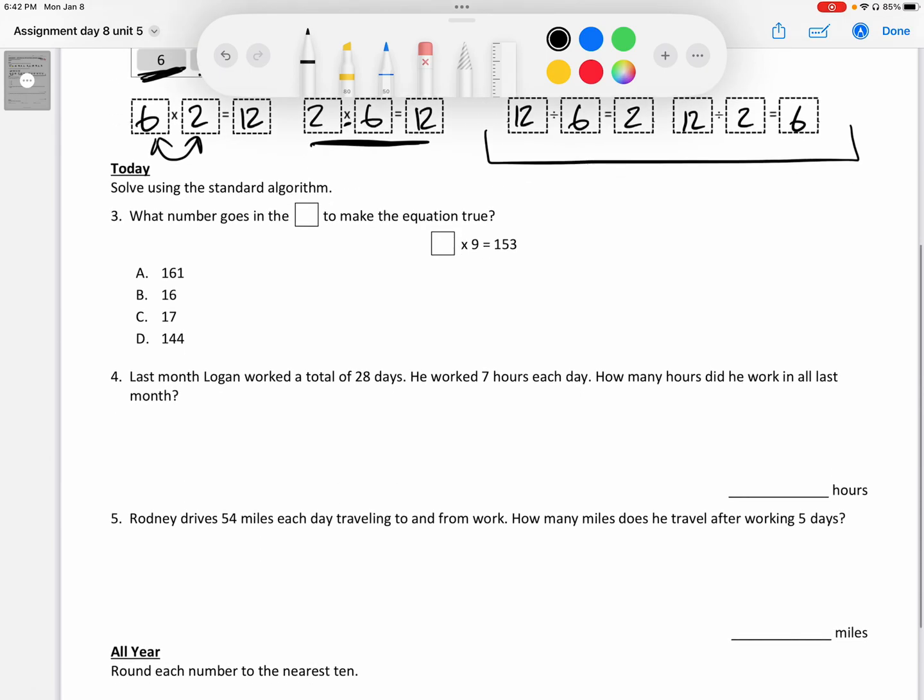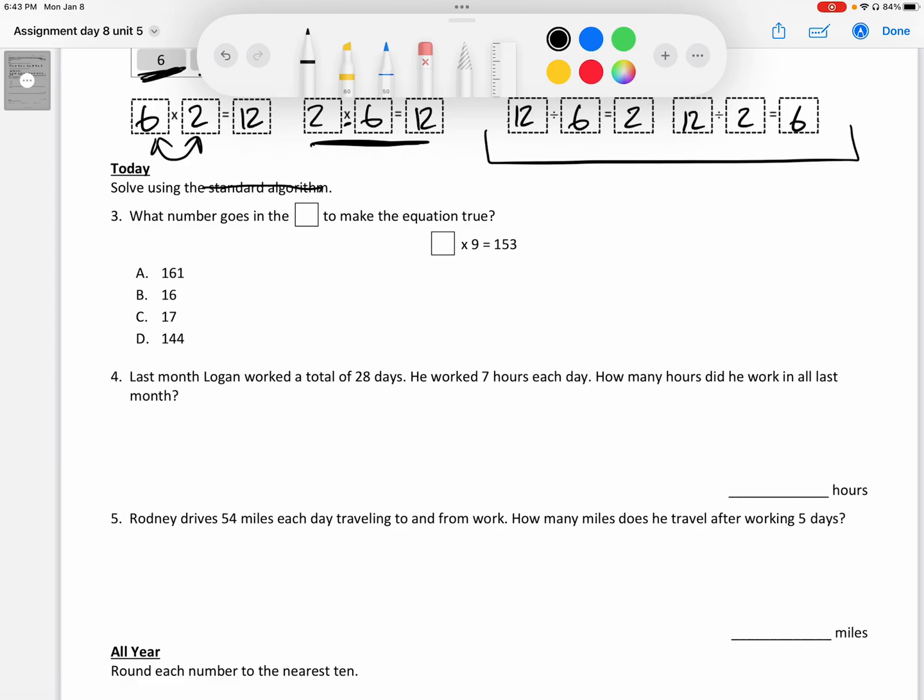Problem number 3. This says solve using the standard algorithm. What number goes in the blank to make the equation true? I'm never going to tell someone they have to use a standard algorithm, or they have to use this method, or they have to use that method. I'm going to tell kids to use whatever method works for you. So today we have 3 word problems, and I'll use 3 different methods to solve each one.